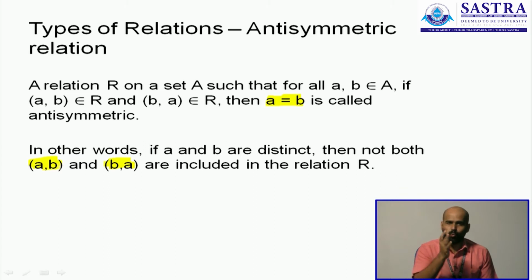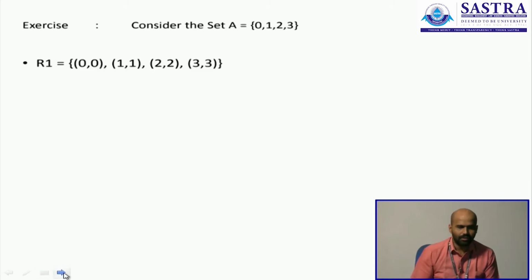You will allow only one of them, a maximum of one of them as a part of the relation. You can't have both. Then not both are included in the relation. That is why the second definition helps people understand it clearly. If A and B are distinct, then only one of the two ordered pairs is permitted. You can't have both. Such a relation which makes this observation is what you call an antisymmetric relation. To help you understand better, let's have a look at a few examples and then also do a couple of exercises to make yourself familiar with this idea.